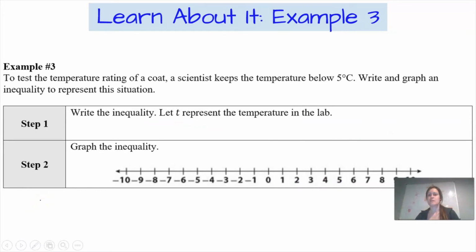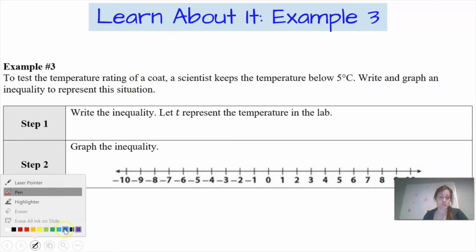We're going to skip example 2. I'm going to let you try that one on your own. And we're going to move to example 3, which is an example where we're going to model a real-world situation by using an inequality, and we're going to graph that on the number line. So let's read the situation together. To test the temperature rating of a coat, a scientist keeps the temperature below -5 degrees Celsius. Write and graph an inequality to represent this situation.